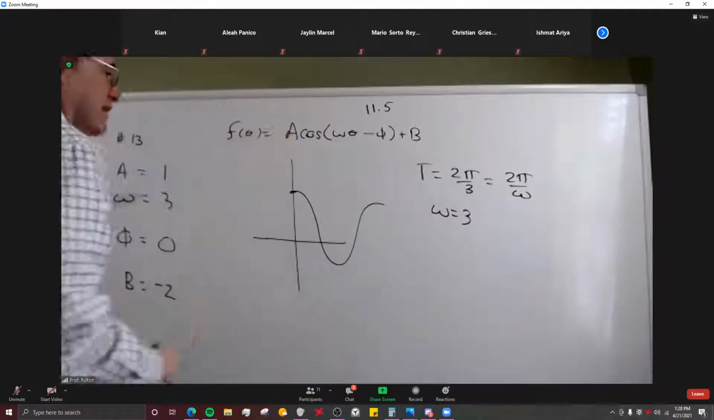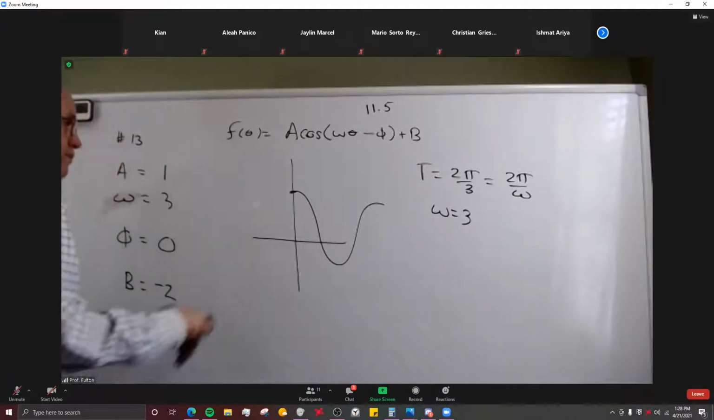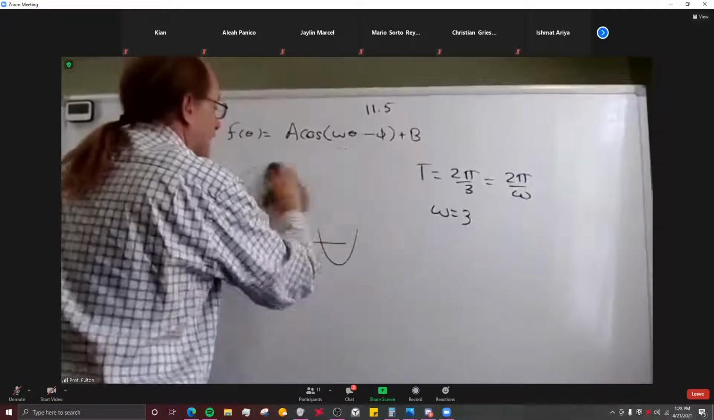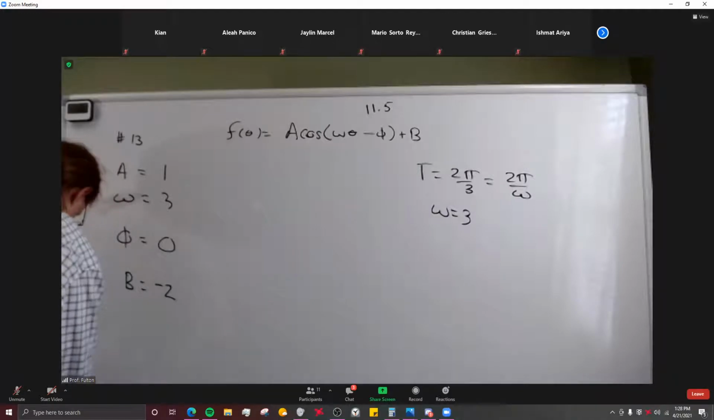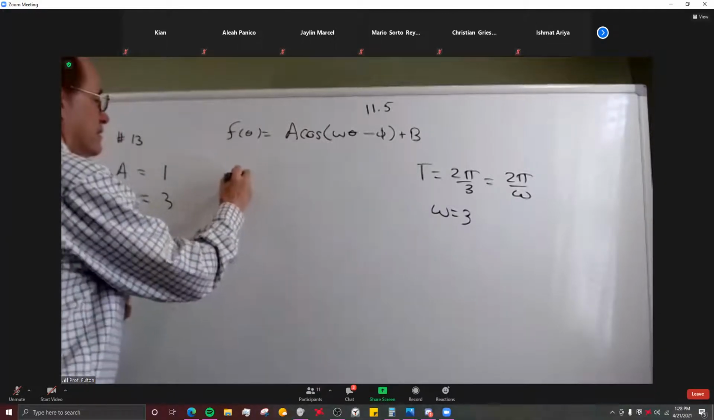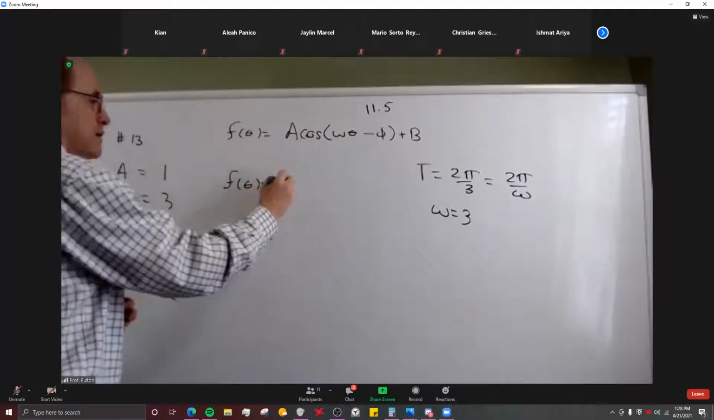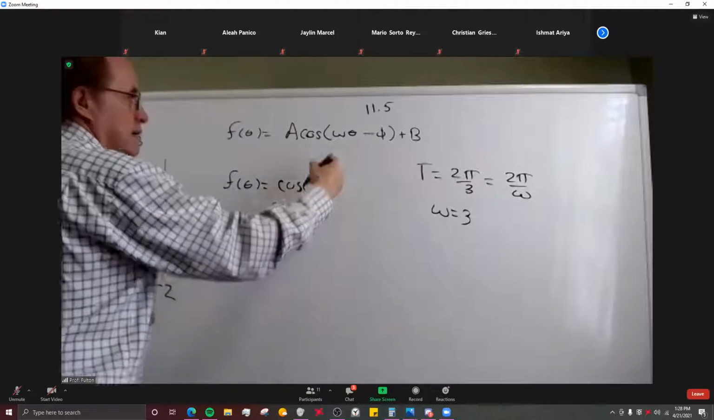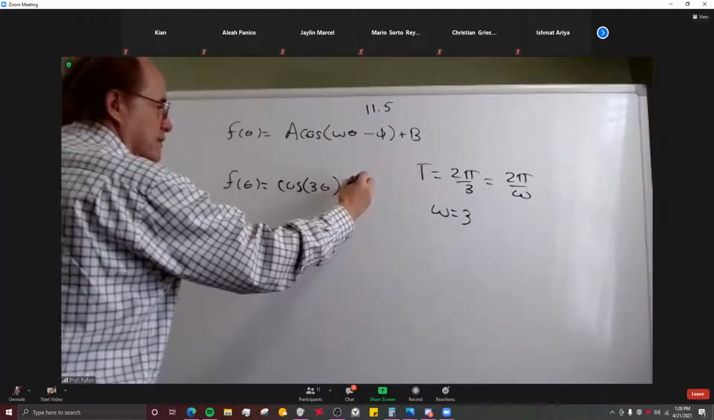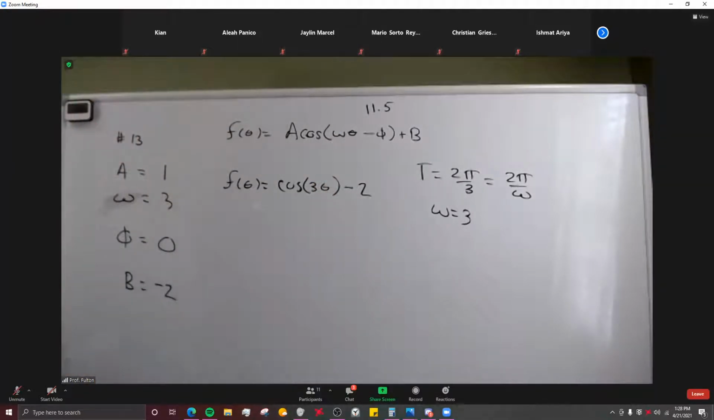So now I can write my function algebraically. My f of theta, A is 1, cosine 3 theta, phi is 0, but then I have -2. Let's just do that, and give ourselves comfort and confidence that that is indeed what it looks like.